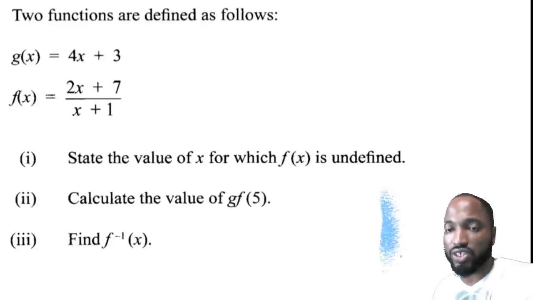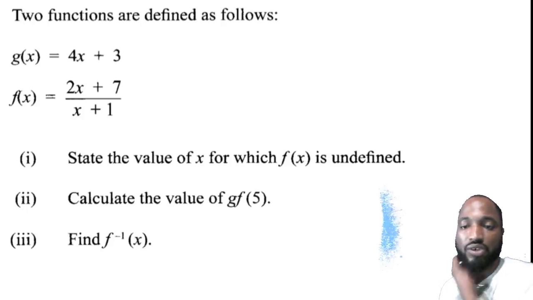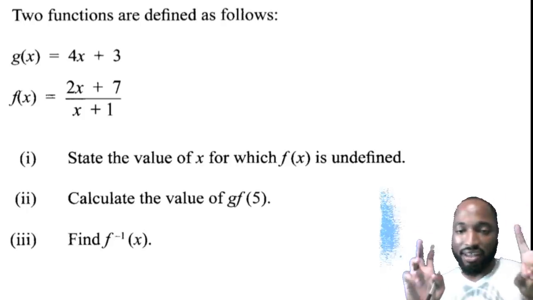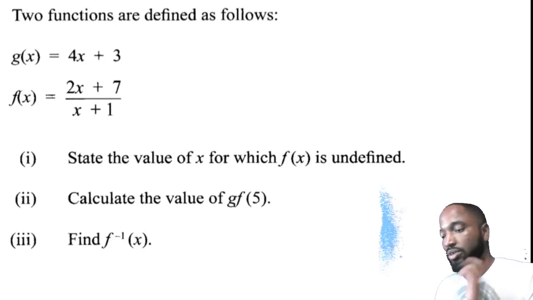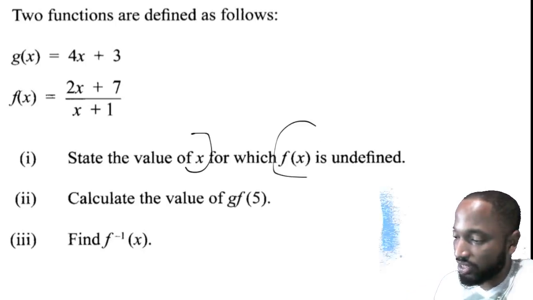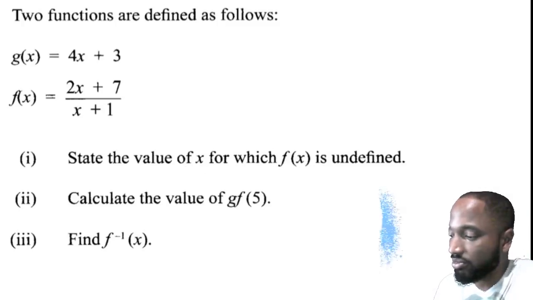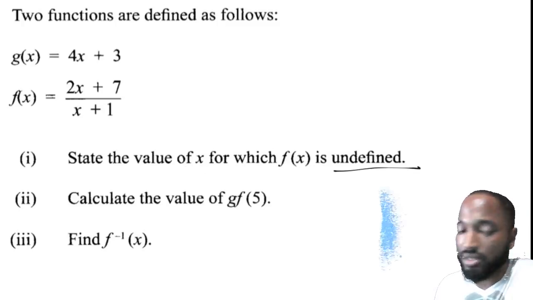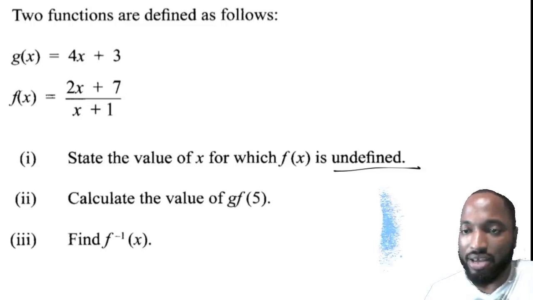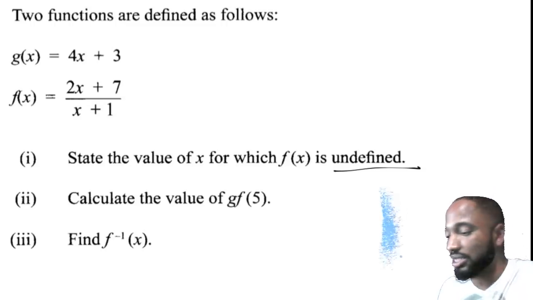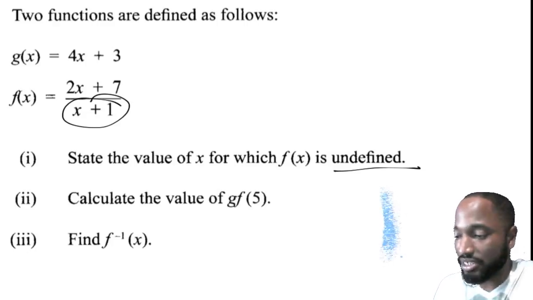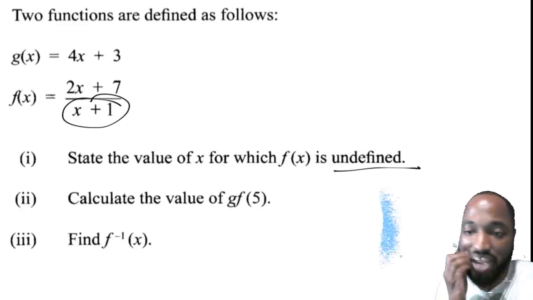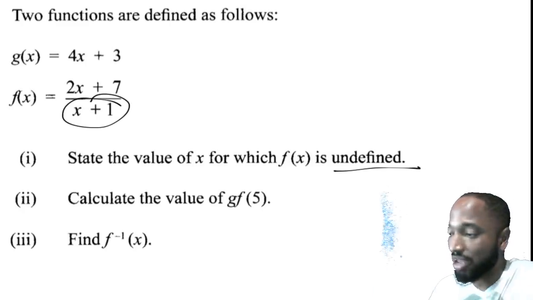Two functions are defined like that. So let me see if we can do this question. This is an easier hard question. It's still in section 2, but it's a little easier. State the values of x for which f of x is undefined. Anytime you see undefined coming through, it means when this denominator is equal to 0, because you can't divide by 0.